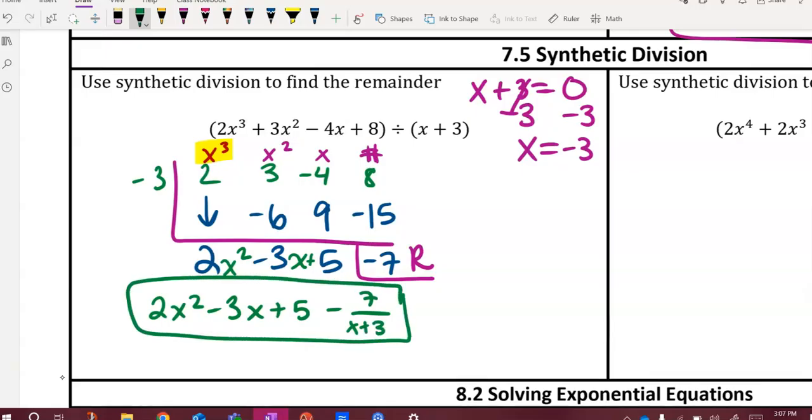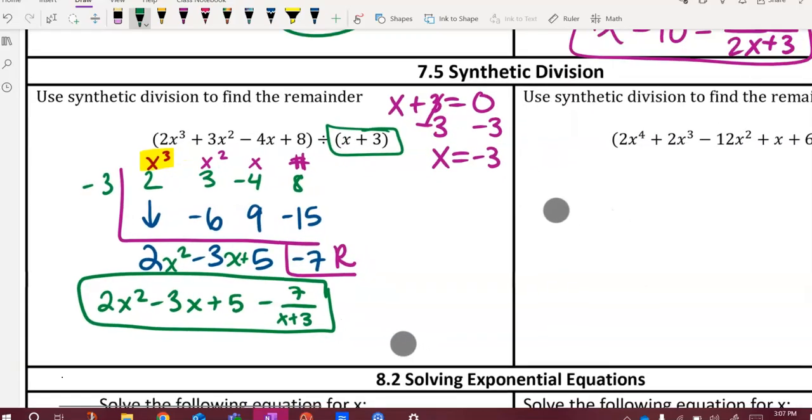There we go. And our remainder is always set to be divided by the divisor that we started with, because this remainder could not be perfectly divided by the divisor. So it just sits there above the divisor in a fraction.